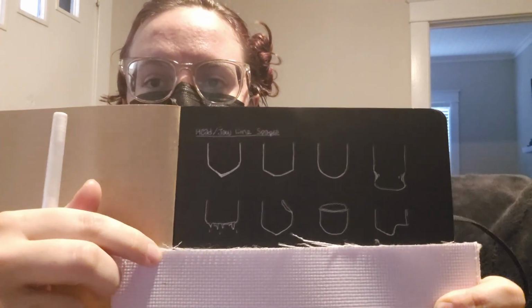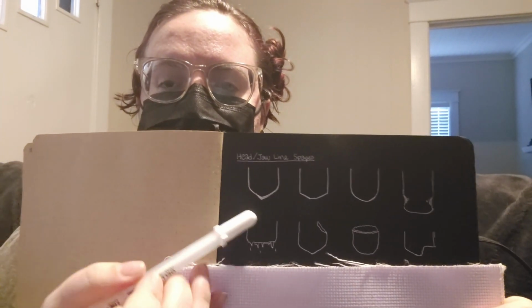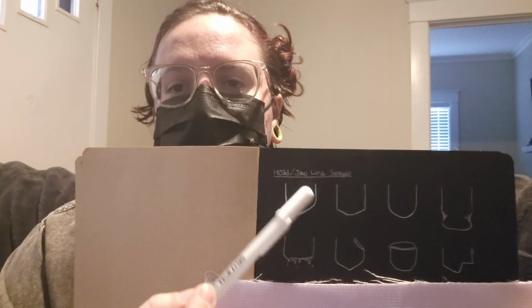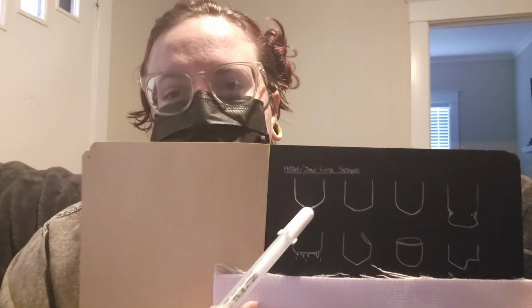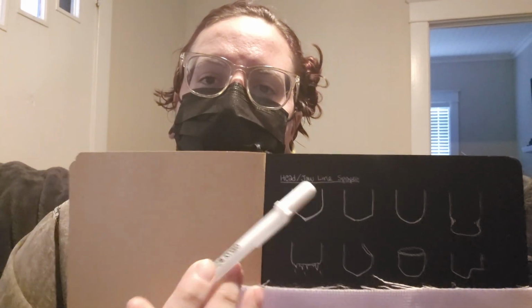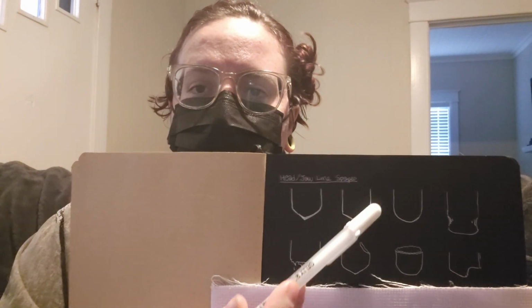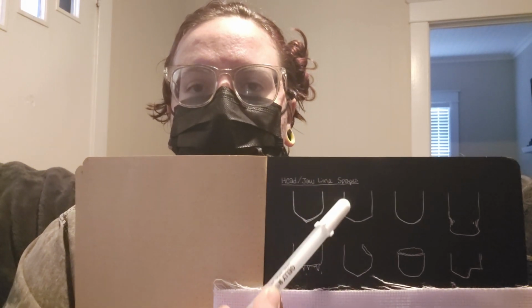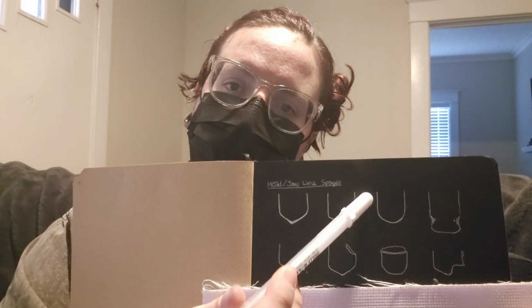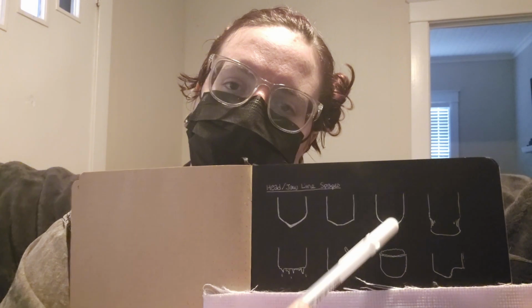So as you can see here, this is your typical kind of pointed chin. This is how most people draw their first face. And then you've got a more square jaw, and you've got a more rounded face.